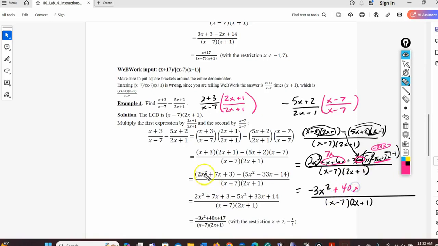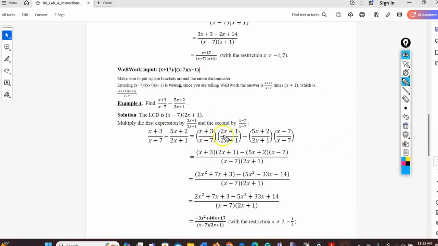And yeah, I'm skipping steps, but if you look over here, it's done. And then what else did we have? I had plus 3 here, and then I had minus negative 14. So 3 plus 14 is going to be 17. Okay, and that's going to be my answer, which matches the answer down there.